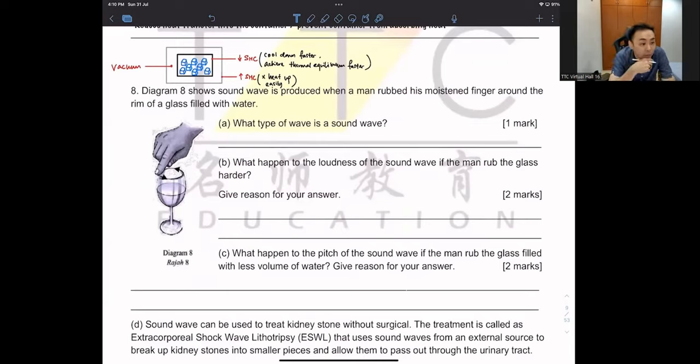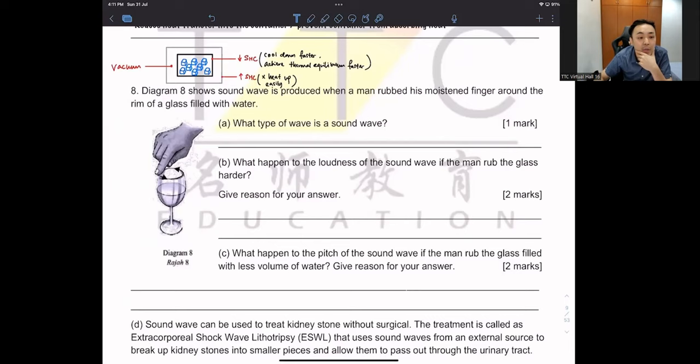Next, number 8, diagram 8 shows the sound wave is produced when the man rubbed his moistened finger around the rim of the glass filled with water. Have you seen this before? I mean, have you tried doing this before? You rub it, you go like, normally it'll be much louder and more obvious if you're dealing with a wine glass. It works perfectly fine for me. I don't know about you. Yeah, wine glass is the easiest to do.